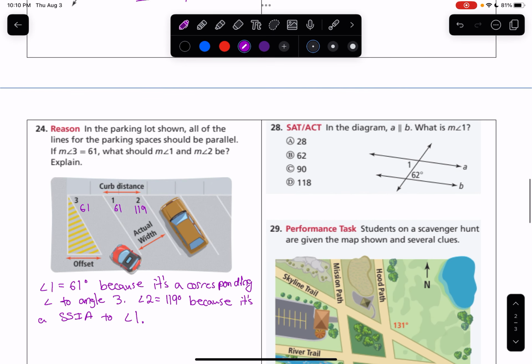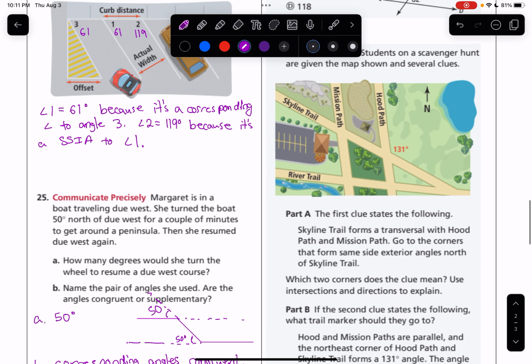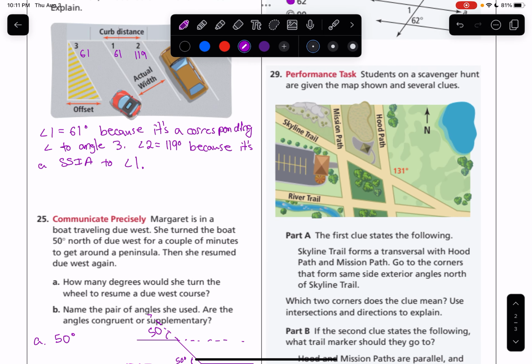Number 28, in this diagram, A is parallel to B. What is the measure of angle 1? Again, an easy question. Those are alternate interior angles. That is 62 degrees. 29, students on a scavenger hunt are given the map and shown several clues.